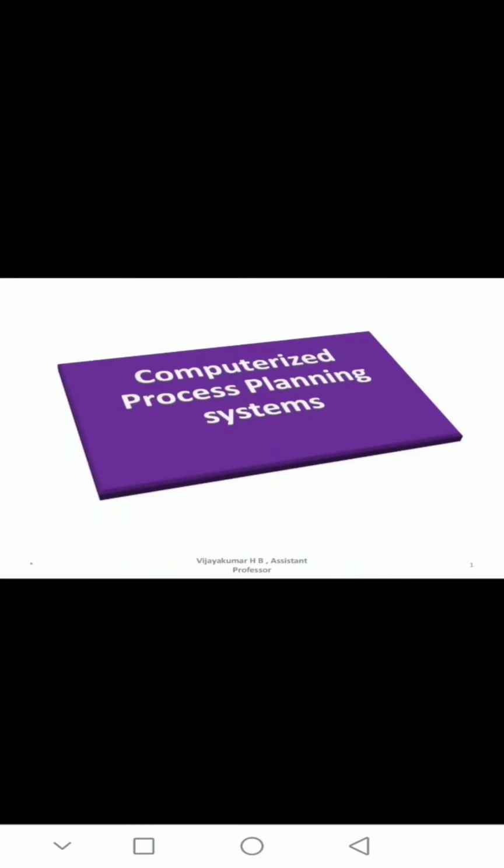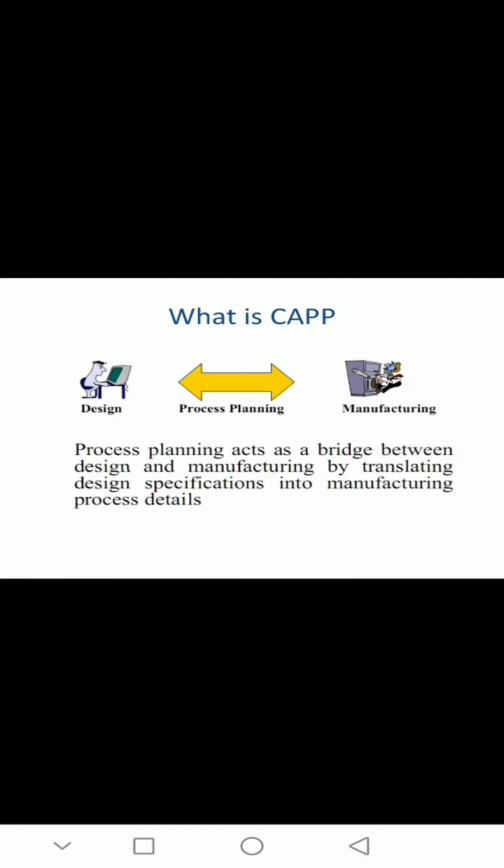So let us start with this second module, that is computerized process planning system. So process planning. What do you mean by process planning? Process planning acts as a bridge between design and manufacturing by translating design specifications into manufacturing process details. When we send the part drawing to the manufacturing people, they don't understand what has to be done. For that reason, we have to prepare a process plan.